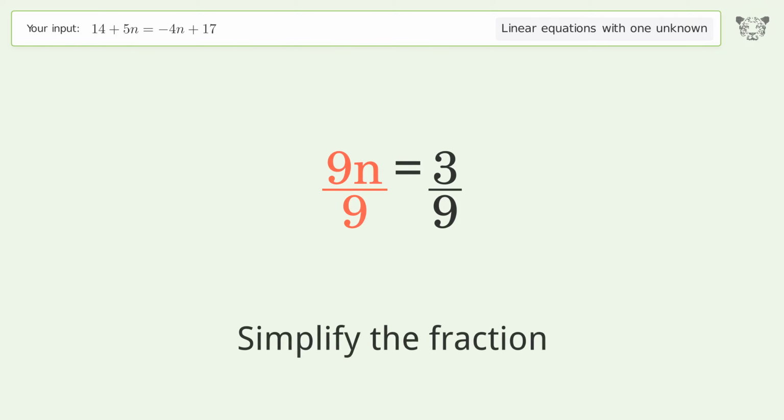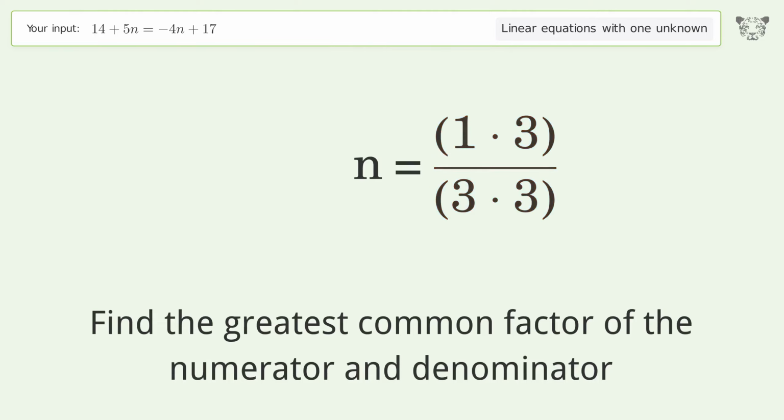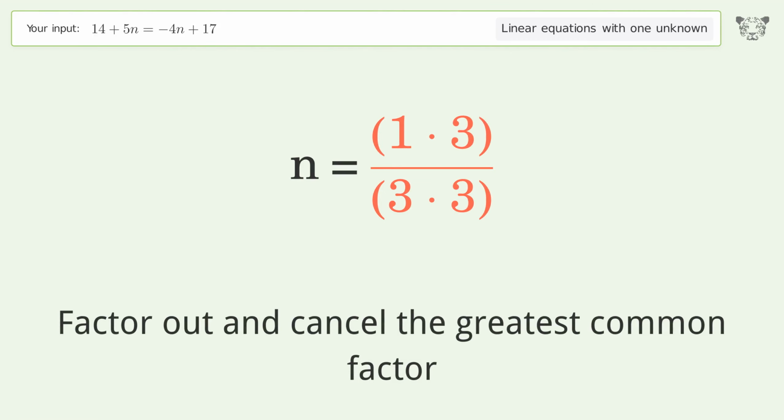Simplify the fraction. Find the greatest common factor of the numerator and denominator. Factor out and cancel the greatest common factor. And so the final result is n equals 1/3.